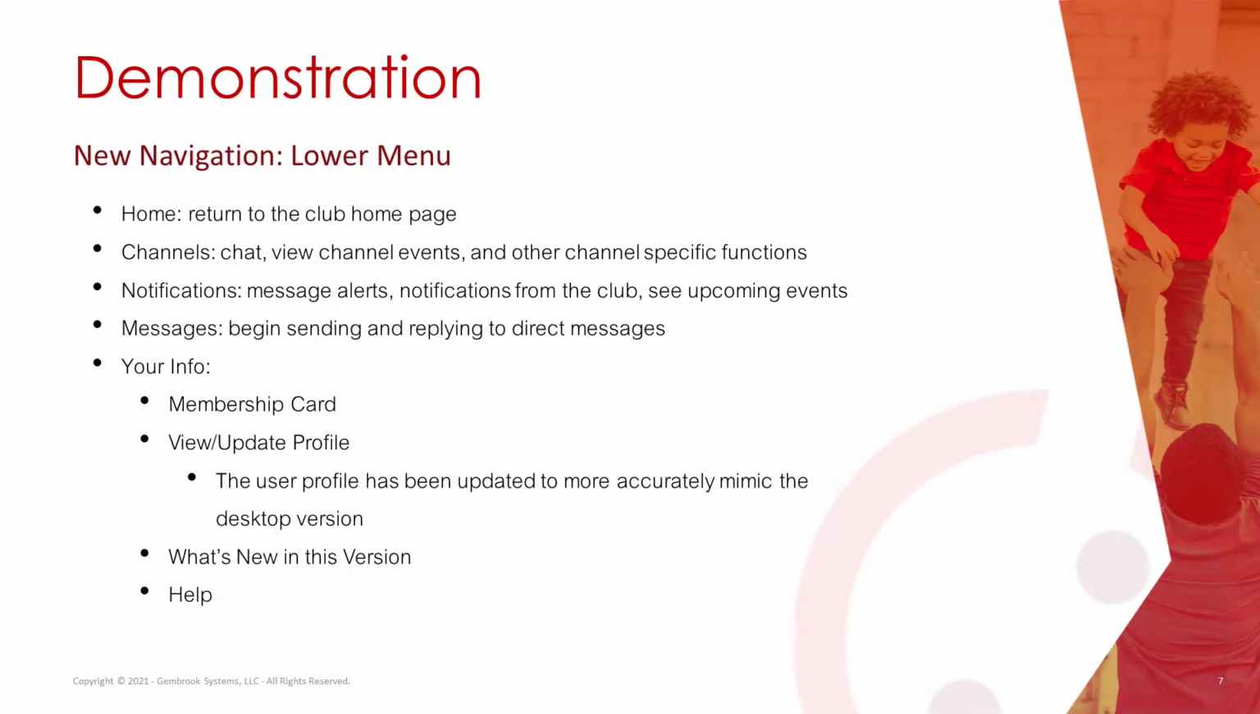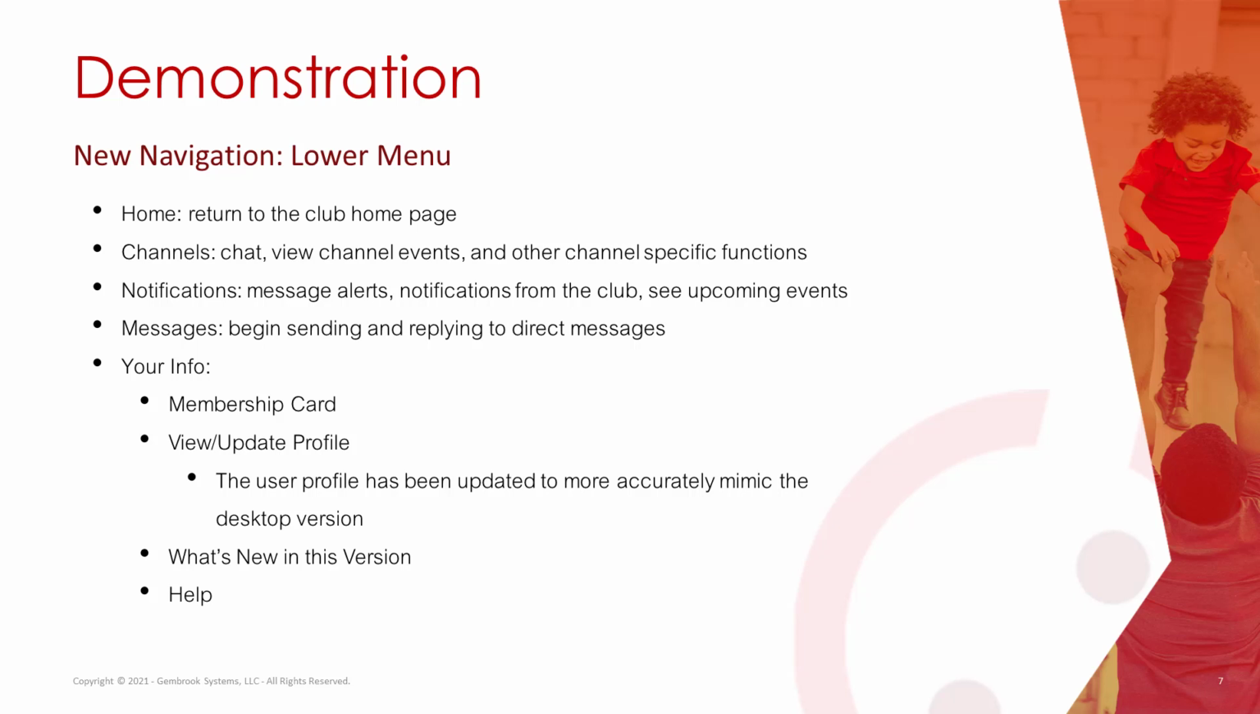So let's go ahead and get started. We're going to start with the navigation portion of the app, and I'm going to screen share from my phone here in just a second. So you'll see your Zoom share shrink down to phone size. The first thing we're going to go over is the lower menu. There are three main versions of navigation that you're going to interact with on the mobile app: the lower menu, the side menu, and the Your Info menu. So first, let's take a look at what the lower menu looks like.